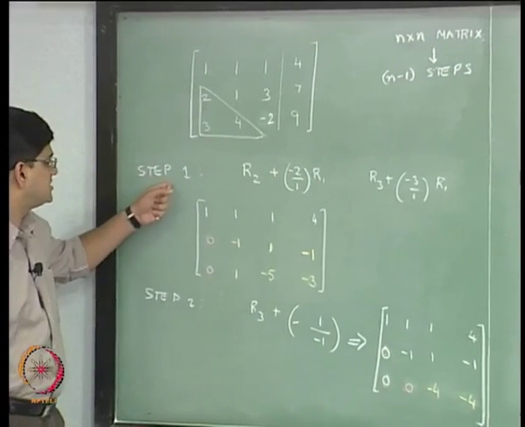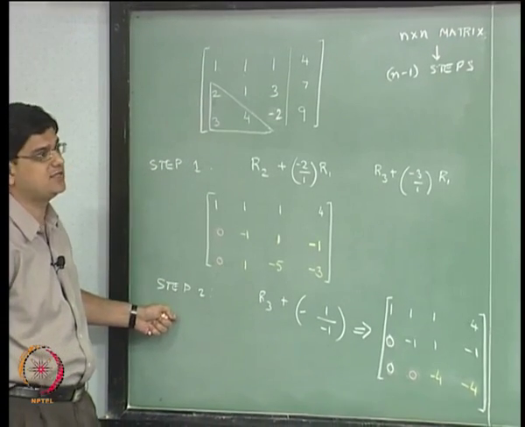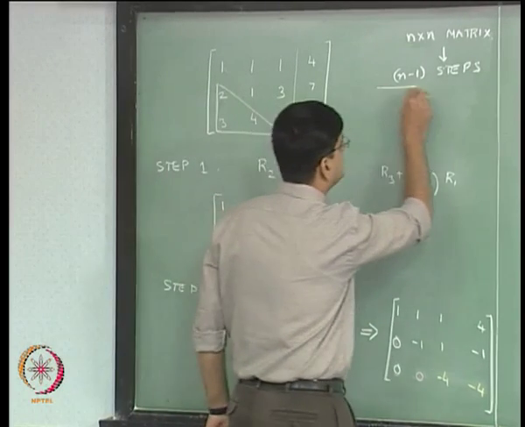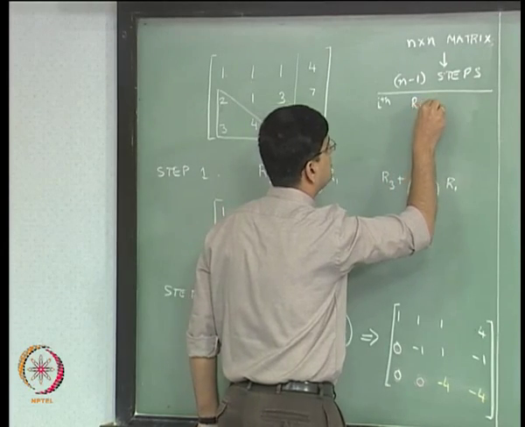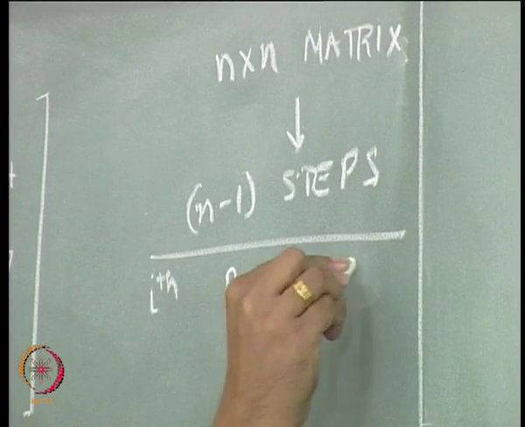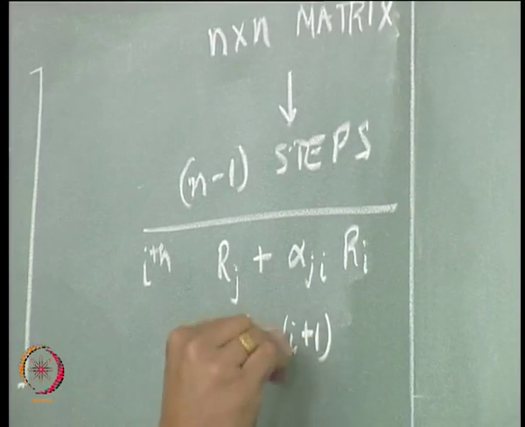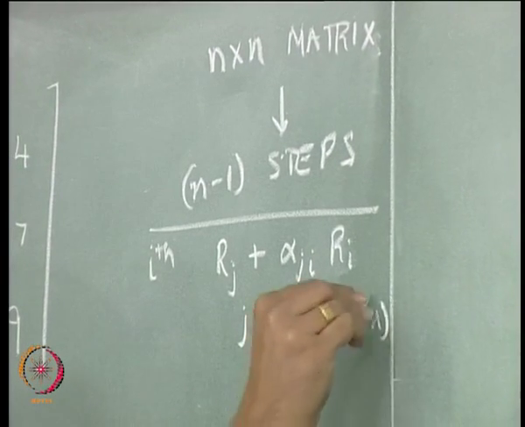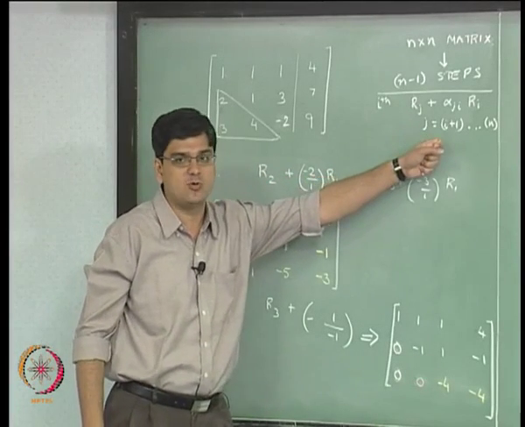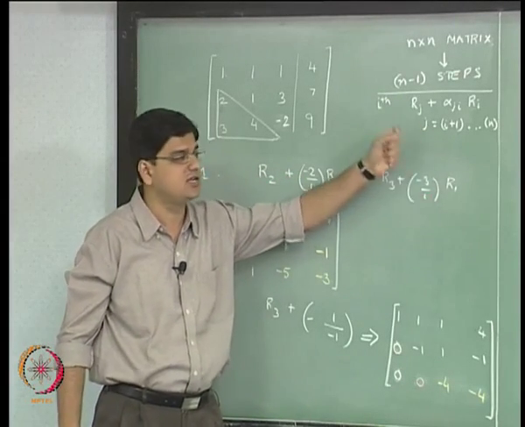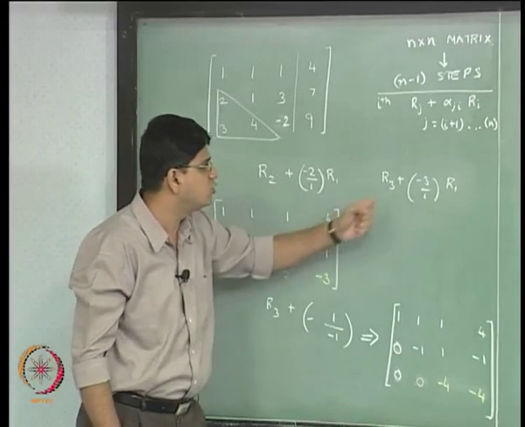Okay. N minus 1 steps, in this case it is a 3 by 3 matrix, and in a 3 by 3 matrix we had 2 steps, 3 minus 1 equal to 2 steps. In ith step we do Rj plus alpha ji multiplied by Ri, with j equal to i plus 1 to n. So in step 1 we will change Ri plus 1, that is R2, Ri plus 2, that is R3, and so on up to Rn. In this case n is 3, so we are changing row 2 and row 3.